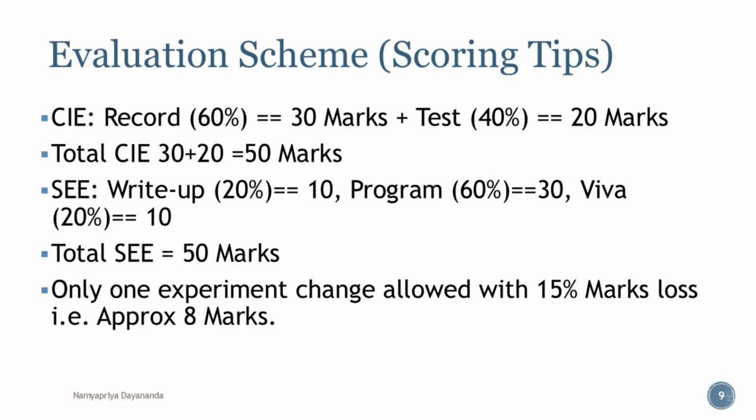Write up fetches you 20% of it. Program execution gives you 60% of the marks. Then Viva is for 20%. Only one change of experiment will be there, and with the loss of 15% of the marks. So, if you know all experiments properly, scoring above 45 is very easy.